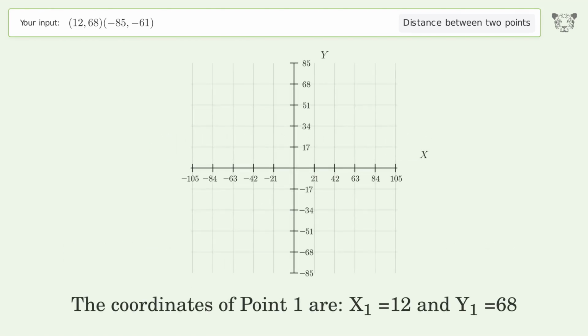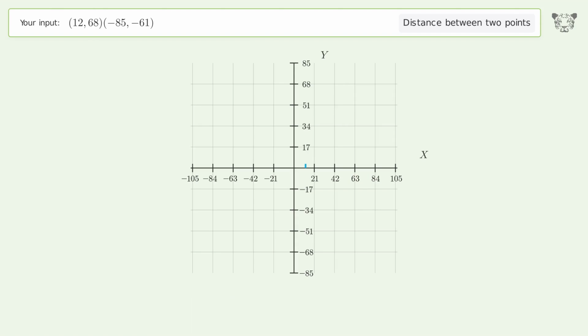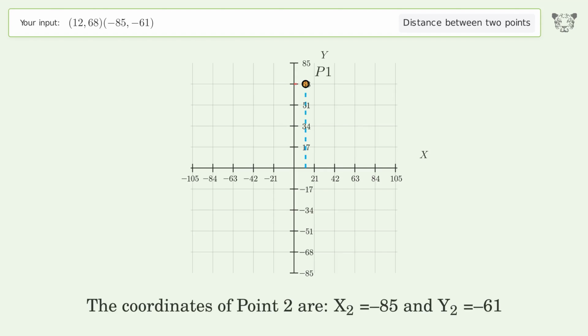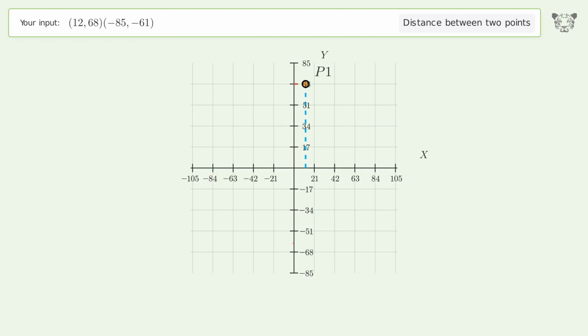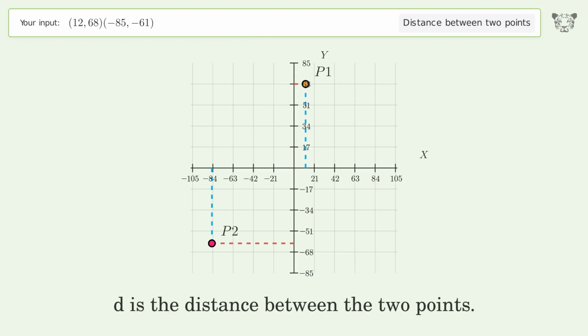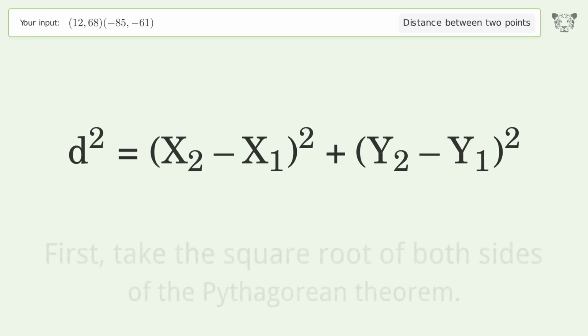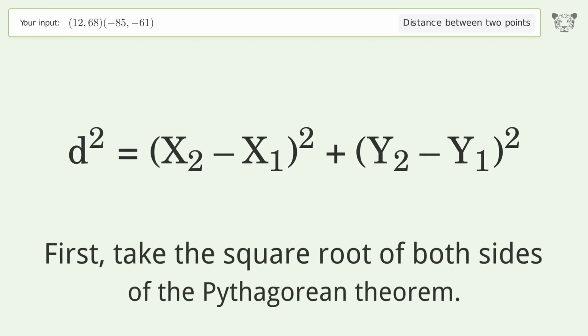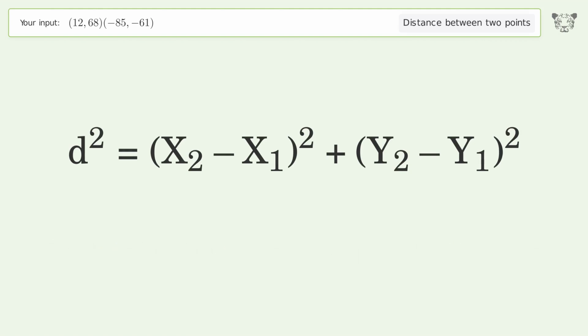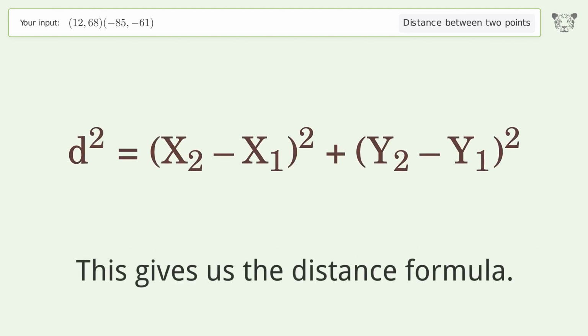The coordinates of point 1 are x1 equals 12 and y1 equals 68. The coordinates of point 2 are x2 equals negative 85 and y2 equals negative 61. D is the distance between the 2 points. First, take the square root of both sides of the Pythagorean theorem. This gives us the distance formula.